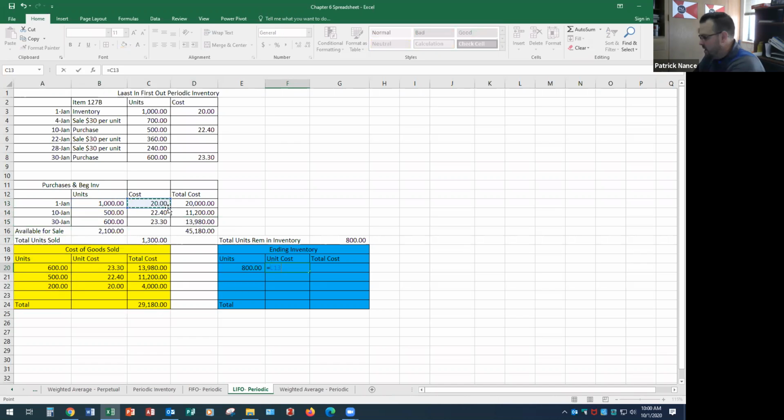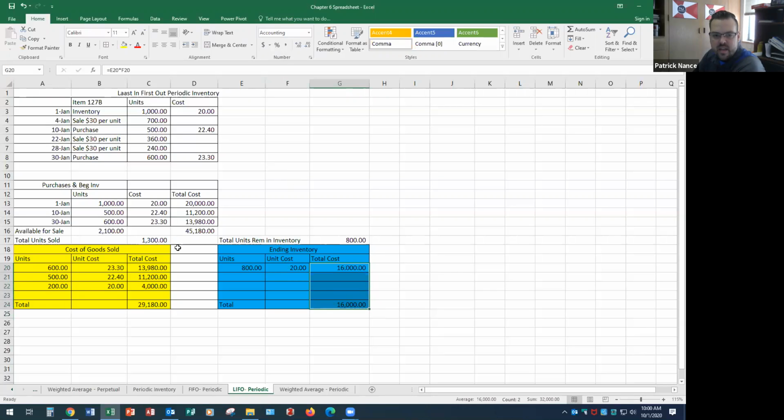It's all from one layer, so it's pretty straightforward, just the $20 layer. So my total ending inventory is simply going to be 16,000, which is the 800 units I have remaining times the cost of $20 that I have remaining. And that would be all really for LIFO periodic method.